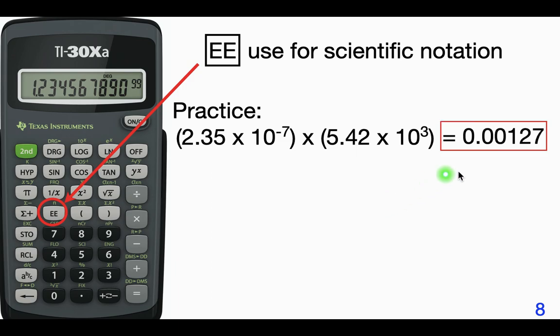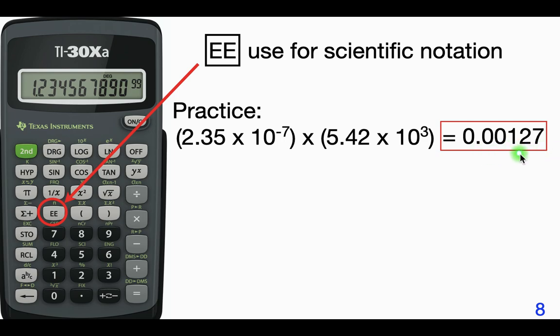And you should get 0.00127. Now, if you're not getting that, pause the video, clear the calculator, and try it again. Then I'll walk you through it again real quickly. 2.35 EE7, change the sign, times 5.42 EE3, equals. Okay, now that is the number that's on your display.